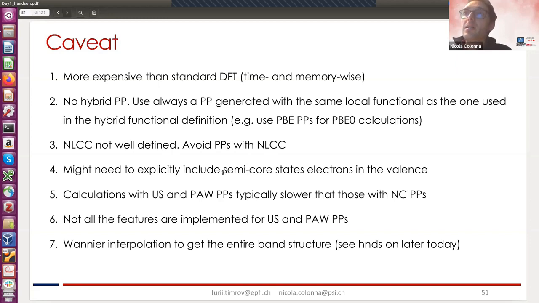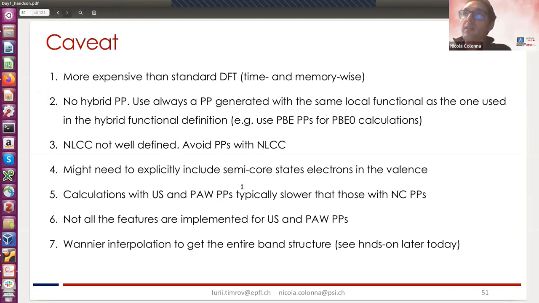Something that is probably needed and important is to also include semi-core states. Typically you need harder pseudopotentials to converge the quantity of interest better, so this is something you need to check. You need to include more and more semi-core states explicitly in the valence and check that the results do not change. For this you essentially need to change the pseudopotential.